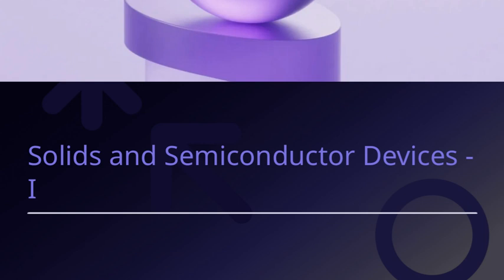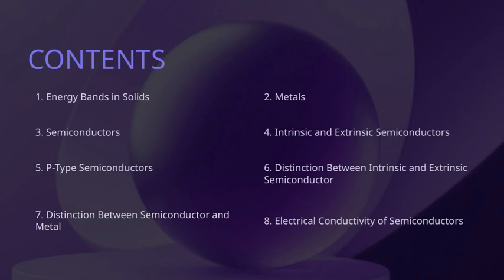Let's get started. Let's explore the distinction between intrinsic and extrinsic semiconductors. Intrinsic semiconductors are pure materials, like silicon or germanium, where the electrical properties are determined entirely by the material itself. They have a balanced number of electrons and holes, which means their conductivity is quite limited at room temperature.